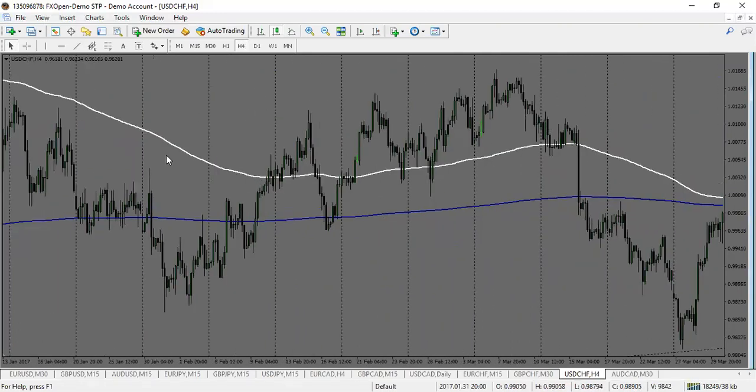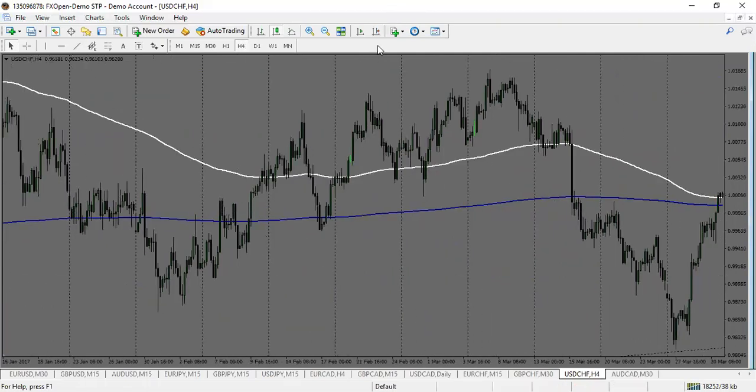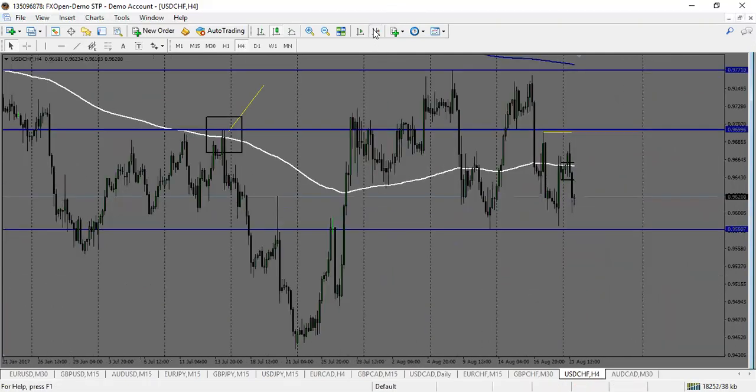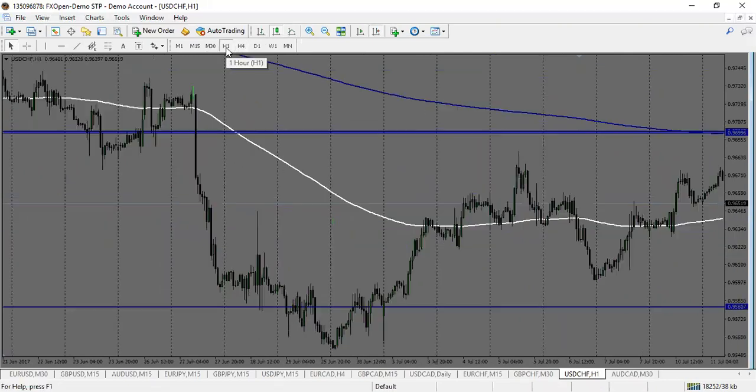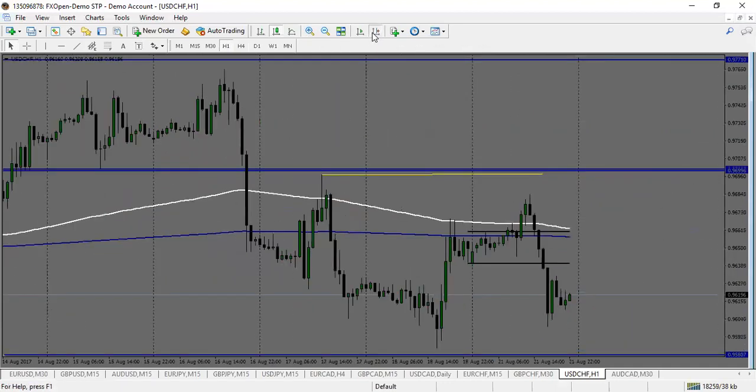Like I said, I like the 200 more because it has a bit more signals on it, but I mean, any moving average will work. So we'll just take a couple of examples that occurred today and just try to understand a bit more about how the moving averages will work on the smaller time frames. Okay, so now this is the USD CHF.